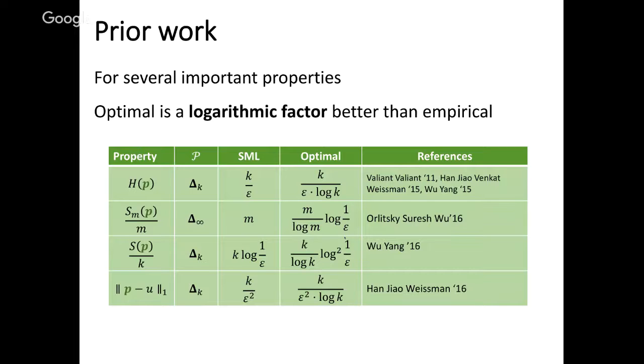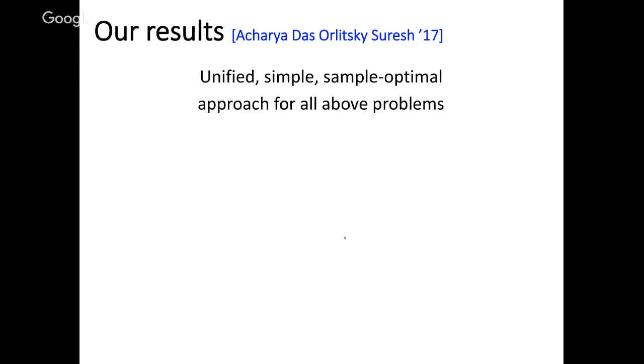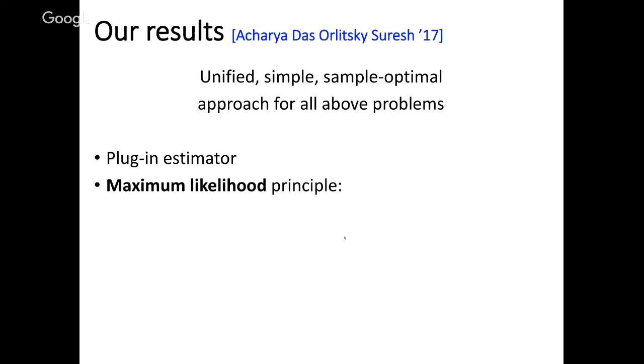So why are we doing this, and what are we doing? What we show is a unified, simple, sample optimal approach for all of these problems, for all 4 problems that we considered before. It's going to be a plug-in estimator. Moreover, it's going to be a maximum likelihood estimator. So in other words, we are going back to the maximum likelihood principle and solving the problem.